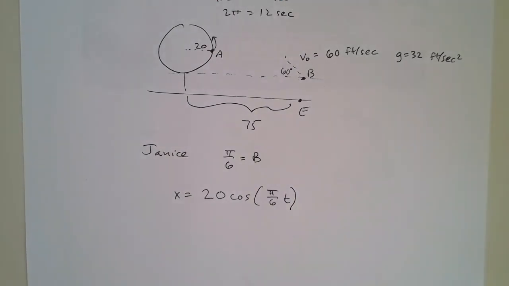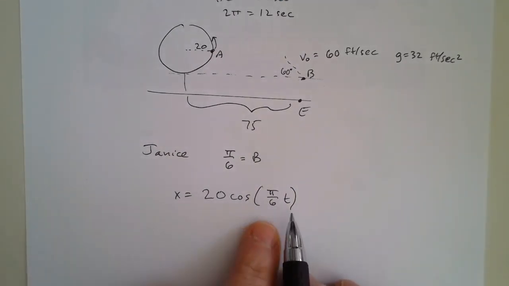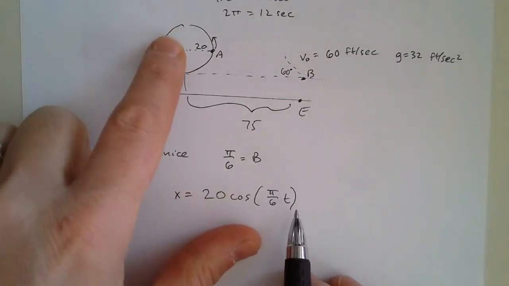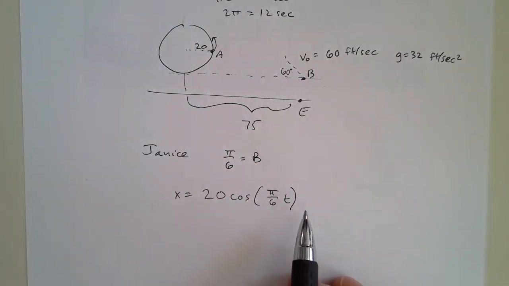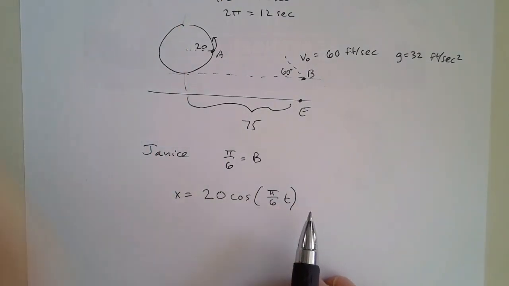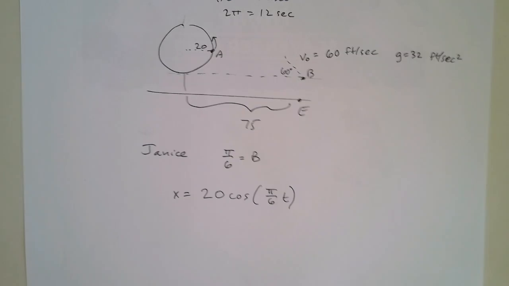If we think about this, if you plugged in 0 for the angle, this should give us an x value of 20, and it does. If we have our angle up here, it's going to give us our 0. Like up here would be 3 seconds. 3 times pi over 6, that's pi over 2. That's 0. So it looks like it's working out there.